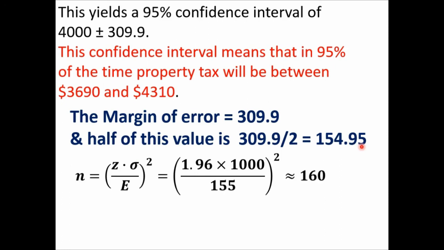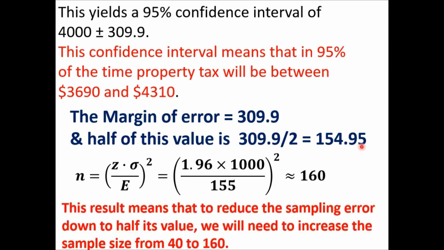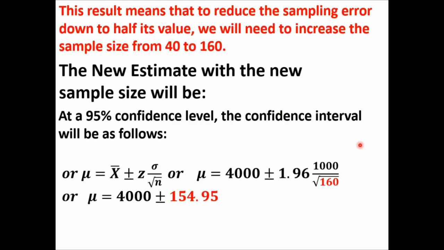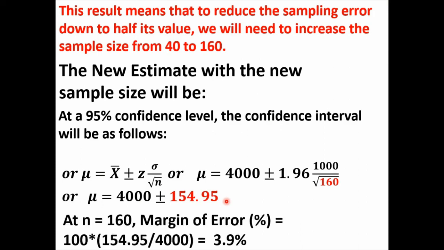Indeed, if we use this new n now in our estimation, we will find that as we go in the equation now, and instead of using n as 40, we're going to use n as 160, we will have mu being equal 4,000 plus or minus 154.95. Remember, the old one, it was 309. So now we have a smaller margin of error, which is now 3.9%.